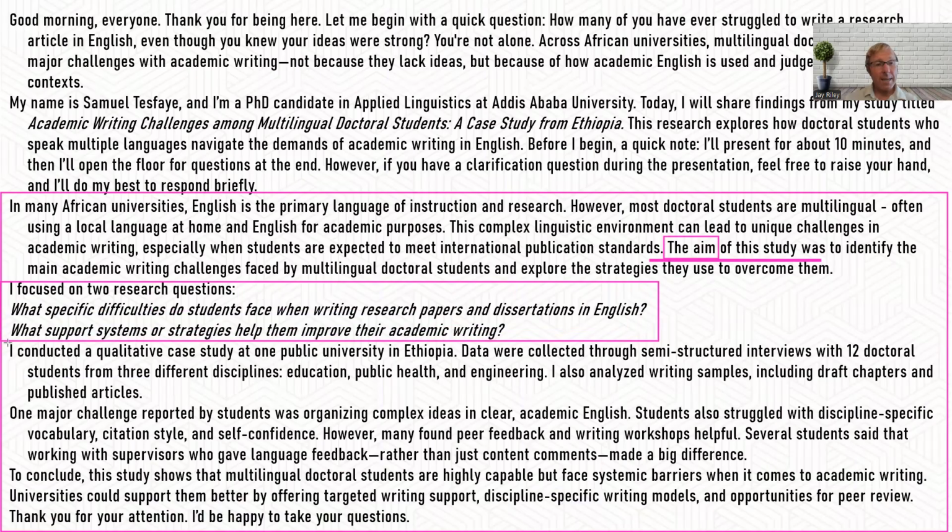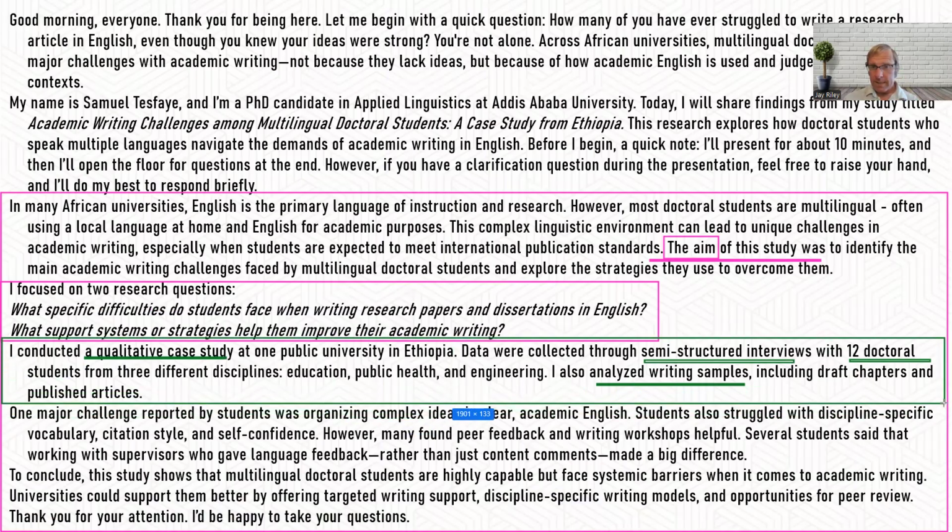Now, he moves to that second main point, or his method section. I conducted a qualitative case study at one public university in Ethiopia. Data were collected through semi-structured interviews with 12 doctoral students from 3 different disciplines: education, public health, and engineering. I also analyzed writing samples, including draft chapters and published articles. Okay, so really terrific. He's presented his method section there. That would be his second big point.